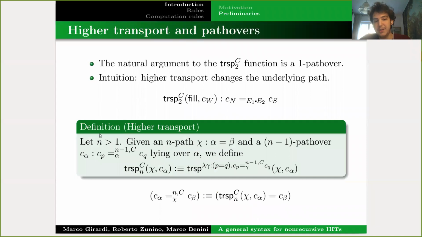Basically, we define transport N along an N path chi of C alpha, which is an N-1 path lying over alpha, as the usual transport function in the family of N-1 pathovers along the path chi. This just changes the underlying path. Once this is done, we can easily give a definition of N pathover as the usual abbreviation, as happens for the level 1 case.